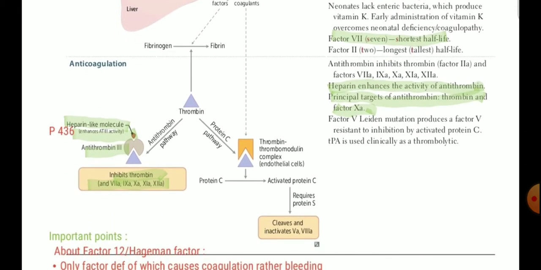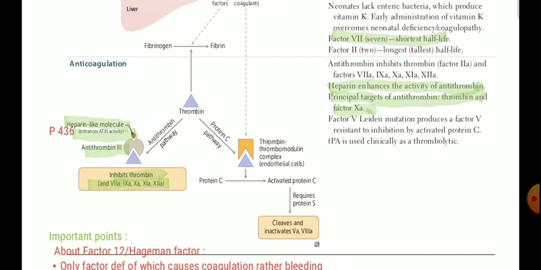The anticoagulation cascade is mostly done by the antithrombin protein. Antithrombin is against thrombin, that is factor 2, and it inhibits thrombin, and it also inhibits many other factors like 7, 9, 10, 11, 12. We know 12 is the most important for the intrinsic pathway. So antithrombin inhibits thrombin, as the name suggests, but it also inhibits factor 12 and factor 10, and these are mostly intrinsic pathway factors.